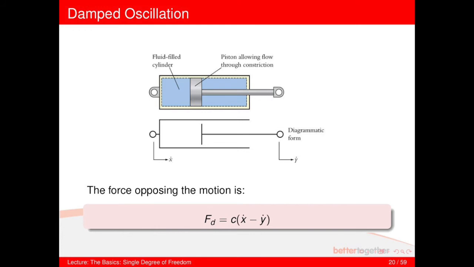So the force opposing the motion, this is really important. The same with springs: spring force and damping force will always oppose motion. It will be opposite to the way the thing wants to move. So the damping force is C, our damping constant, which is a characteristic of the damper, times the relative velocity of x and y: x dot minus y dot.